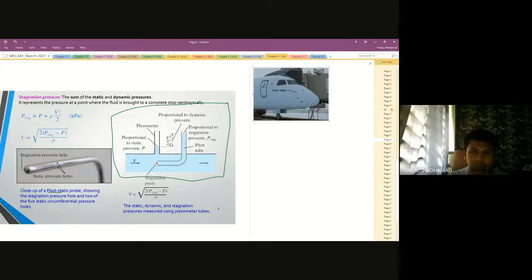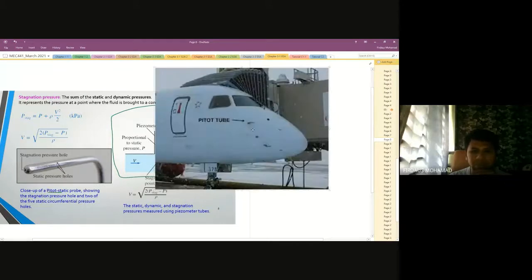Dia crash tu sebab apa? Setahun lepas dia crash, baru jumpa body airplane semua. Okay, and then the main reason kenapa kapal terbang tu crash sebab apa? Sebab pitot tube ni dia tertutup dengan ais. Okay, so you tengok sini stagnation, pitot tube ni dia tertutup dengan ais, penuh dengan ais.